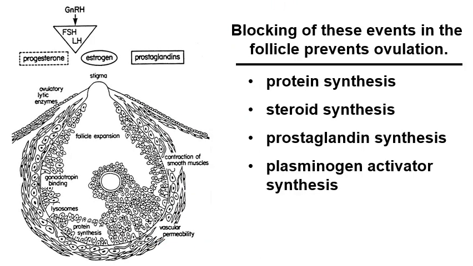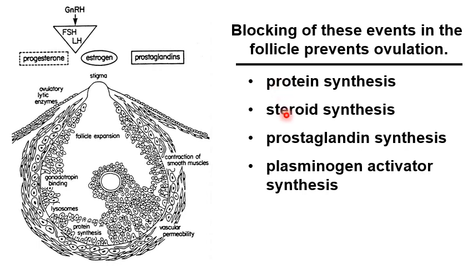The process of ovulation involves various factors. One of the factors that will determine ovulation is the hormones. Examples of the hormones that are very important for ovulation are prostaglandins as well as progesterone. So when we block these events in the follicle, it will also prevent ovulation. Number one is protein synthesis. There are various proteins produced by the follicle that are important for ovulation.